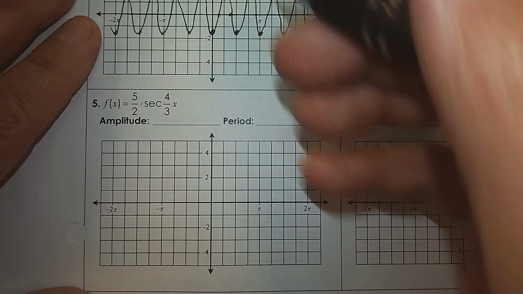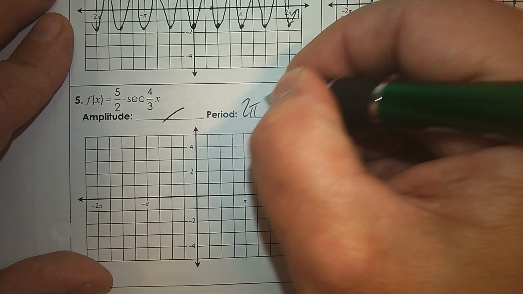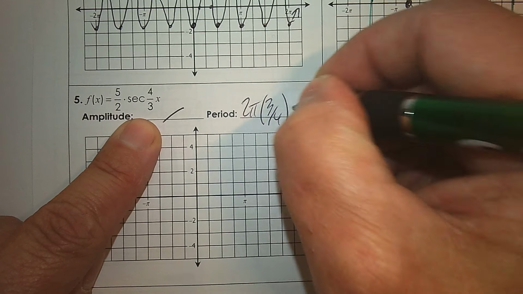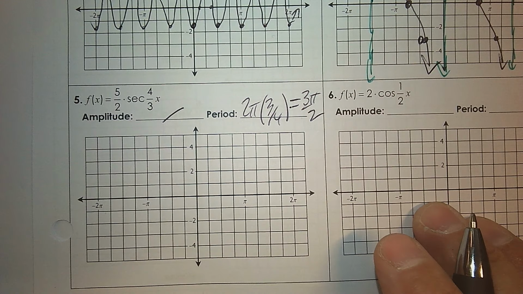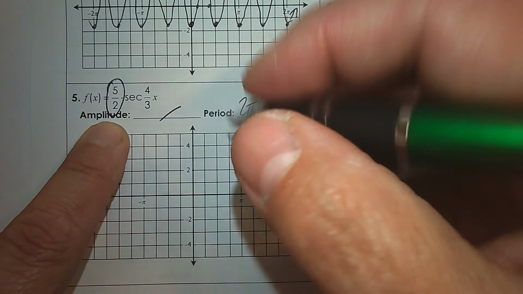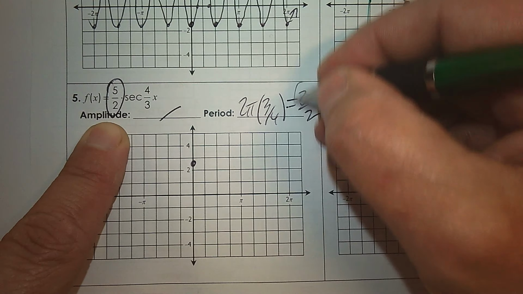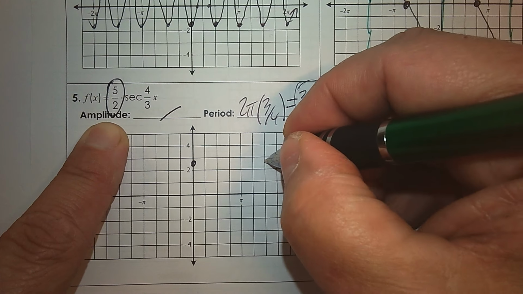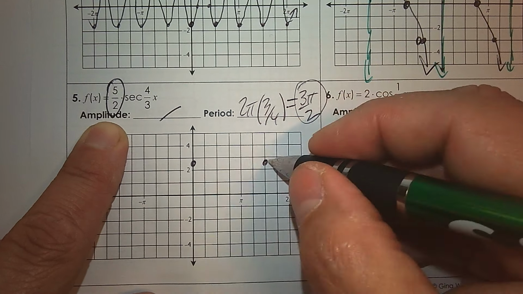Amplitude, none. Period would be 2 pi times the reciprocal. So 6 over 4 is 3 pi over 2. Secant starts with an upper or lower vertex, so at 2.5, and then at 3 pi over 2 will be 2.5. And in the middle would be the lower vertex. So in the middle between these would be negative 2.5.